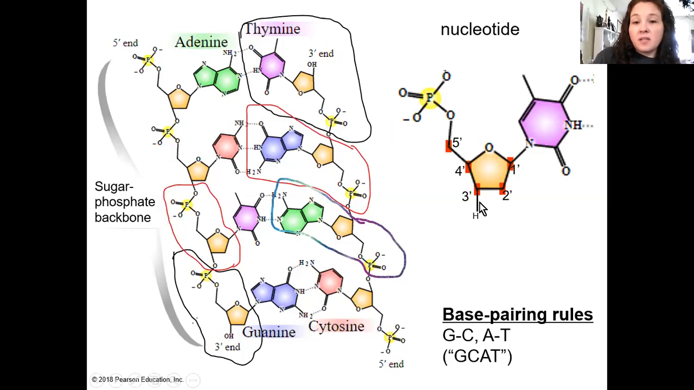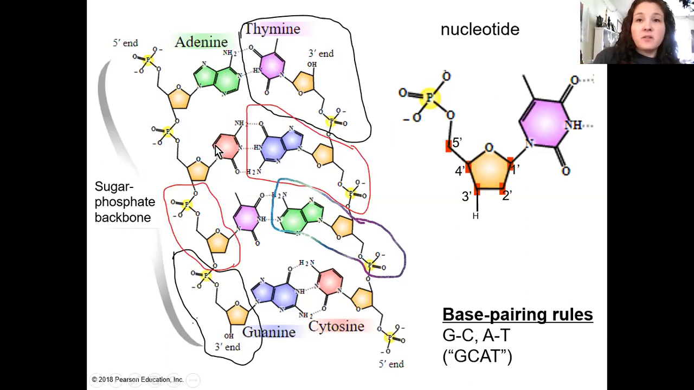Notice that it should be an OH. There we go. I mistyped that. The OH comes off of the 3' end. You can see it here, it's coming off the 3' carbon. And also notice that this phosphate group is coming off of the 5' carbon. This gives each side of the DNA molecule a direction.